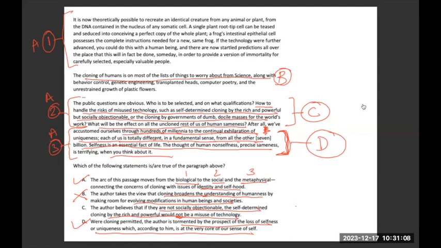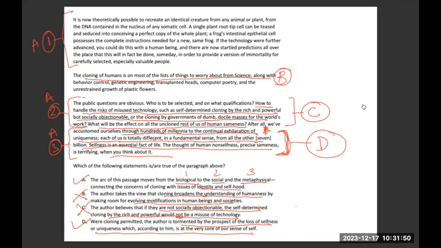He is not saying anything. He is not asserting anything. He is just raising a question. It's more of a concern as to how you handle the misuse of technology. What C says, the author believes that if we are not socially objectionable, the self-determined cloning by the rich and powerful would not be a misuse of technology. He's not asserting anything in that line. So we'll say C is wrong, but he's raising a concern around the uniqueness and the self-identity, the selfhood, the identity of individuals. This is all about cloning and its impact on the uniqueness of humans.